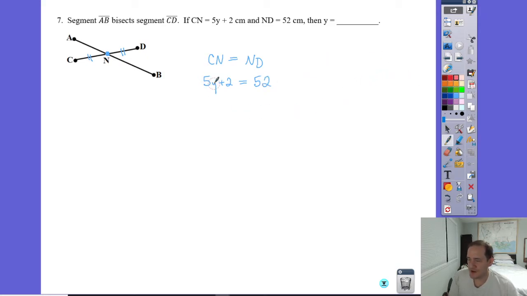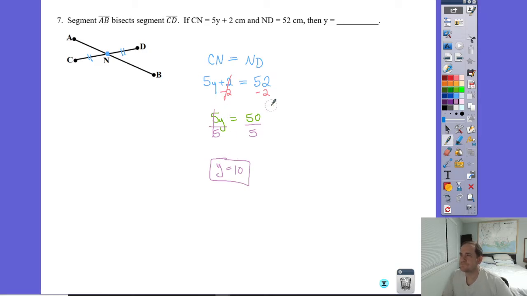If you want to get the y alone, then you're going to always add or subtract before you multiply or divide. So to get rid of the 2, we'll subtract 2, and we'll do that first. Cross that out. You get 5y, and now it's equal to 50. So now we can divide to get rid of the 5. The 5's cancel. We see that y is 10. And we can stop there.